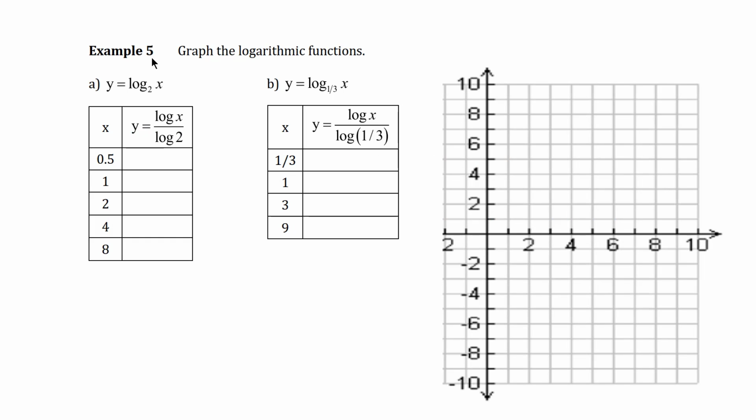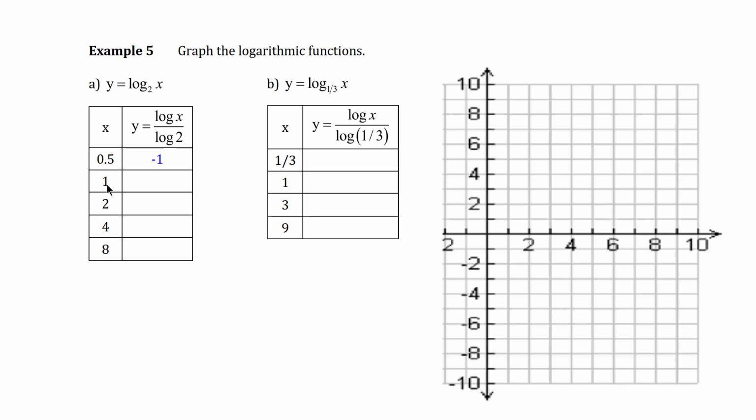For example number 5, graph the logarithmic functions. For part A, we have y equals log base 2 of x. To graph this function, we're going to use the point plotting method. Below I have an x and y table. For the x values, I'm going to use 0.5, 1, 2, 4, and 8. To find the corresponding y values, you can just use a graphing calculator or a regular scientific calculator. Now, if you're not able to input the base of 2 into your calculator, you could use this formula here to find the y values. You could use y equals log of x over log of 2. Substituting the value of 0.5 in for x, we get negative 1 for y.